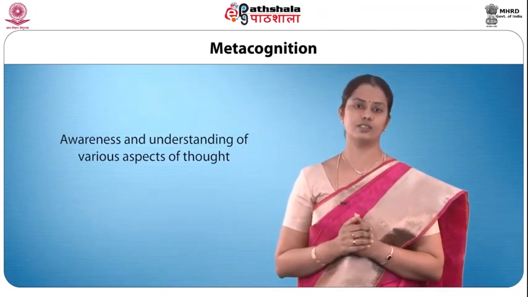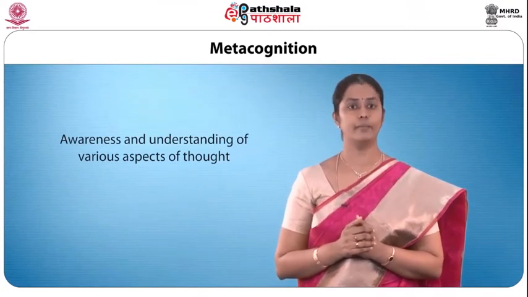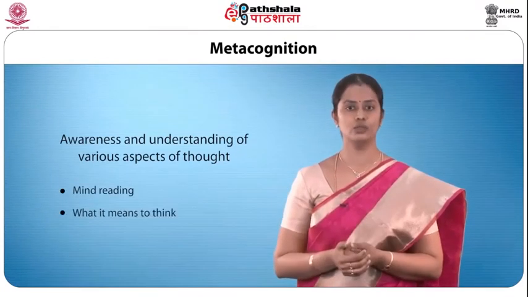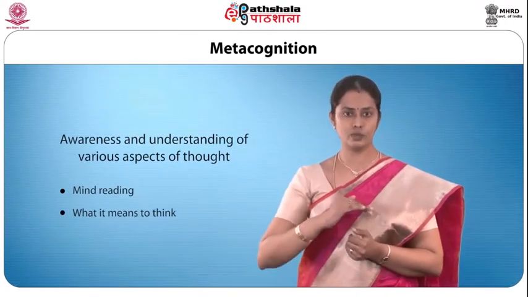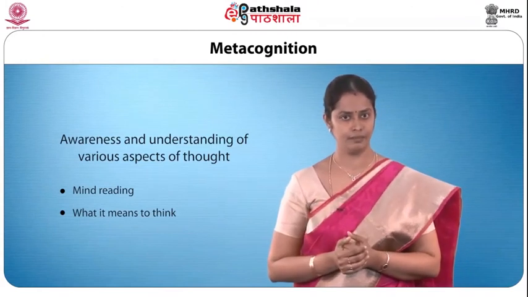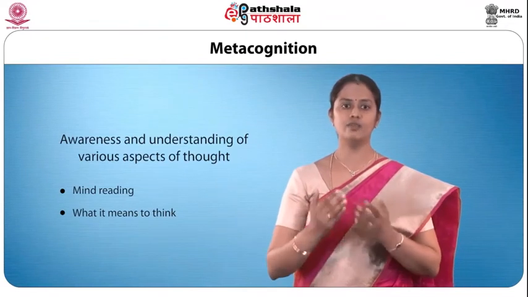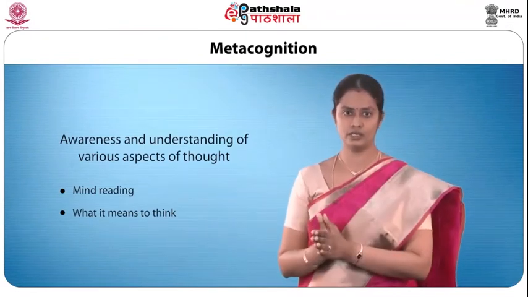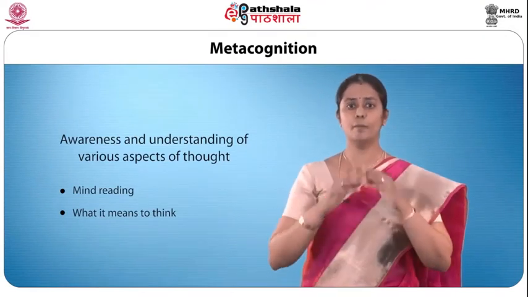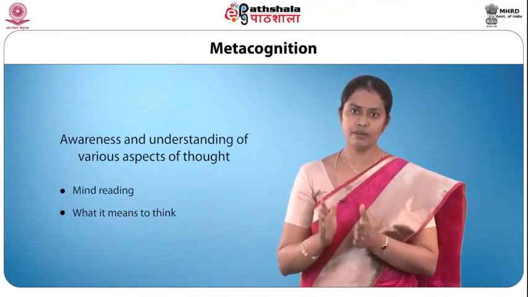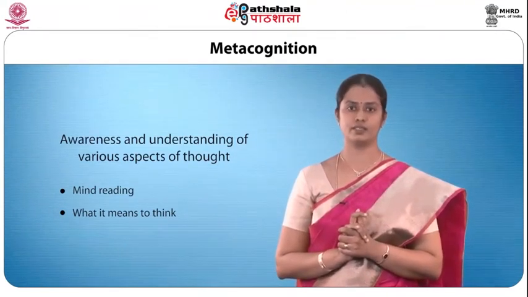The two major facets of metacognition experienced by children in their early years are mind reading and what it means to think. Mind reading involves the ability to detect their own as well as others' feelings or desires, etc. What it means to think is a facet that allows a child to aim at certain realizations, such as the word umbrella. The child might think, it is too big for me to pronounce. I would syllabify and then pronounce. This is how metacognition takes place.